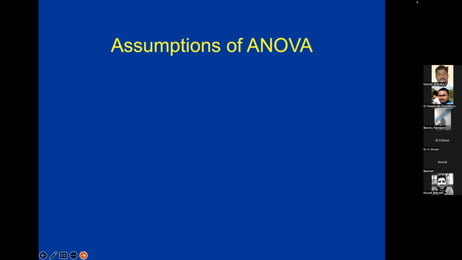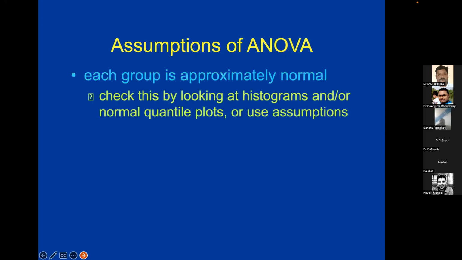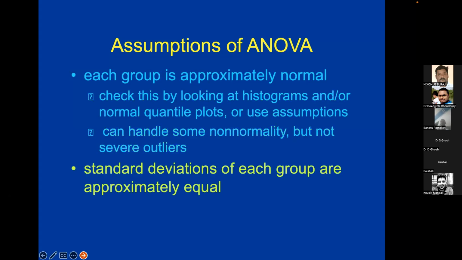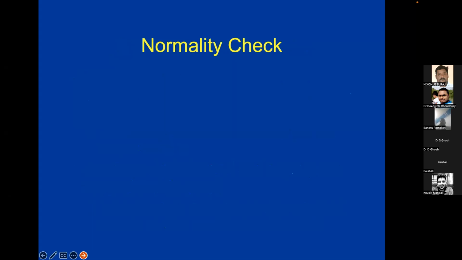When doing ANOVA, the assumptions are: each group is approximately normal. Check this by looking at the histogram or normal quantile plots, or use assumptions. ANOVA can handle some non-normality, but not severe outliers. The standard deviations of each group should be approximately equal. Rule of thumb: the ratio of largest to smallest must be less than 2:1.